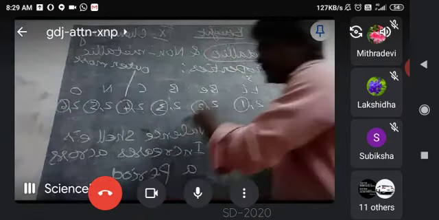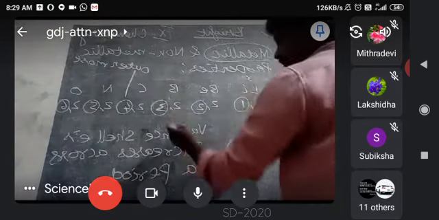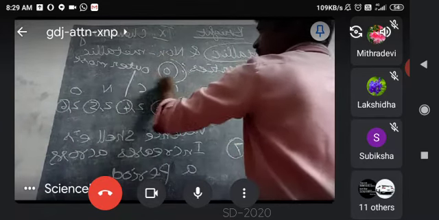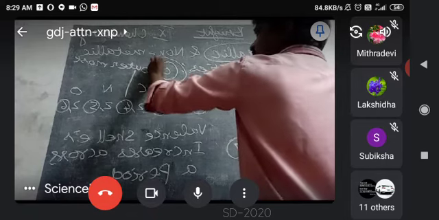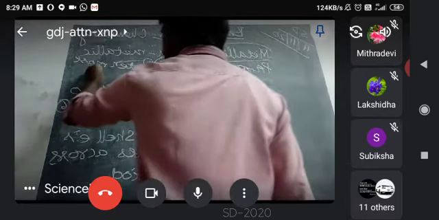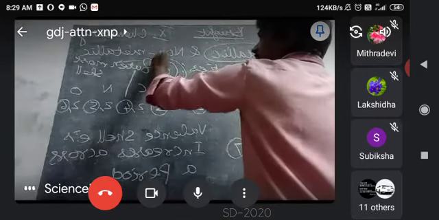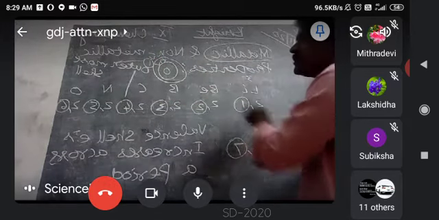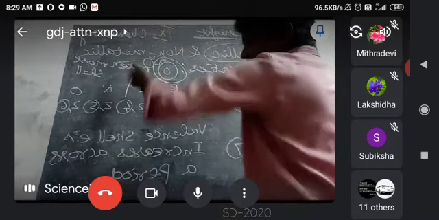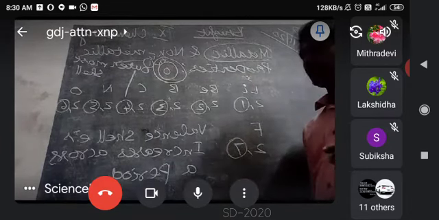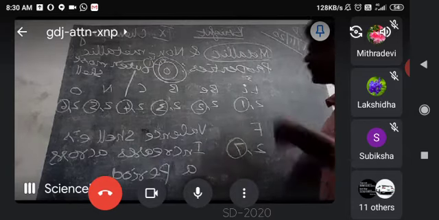The electrons in the last shell. Suppose lithium is there: this one is 2 and this one is 1. So this is the outermost shell electron. K, L: L is the outermost electron shell for lithium. So it has only one electron and that is the valence electron of lithium. This is the basic thing. Even then I am saying it because you need some examples.